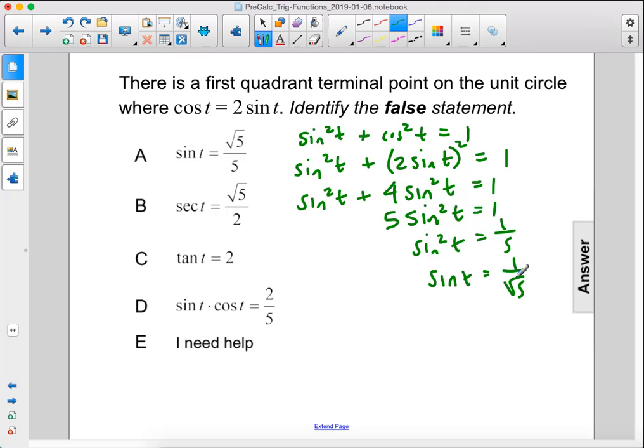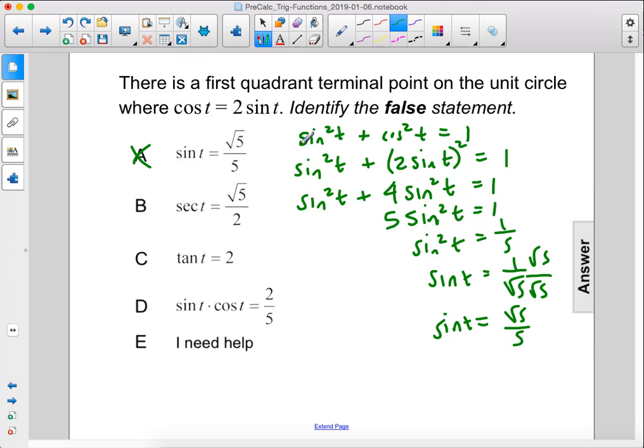But we don't like when there's radicals in the denominator. So we're going to multiply top and bottom by the square root of 5. And that gives us the square root of 5 over 5, and that is sine t. So this is true. Now let's figure out what cosine is.